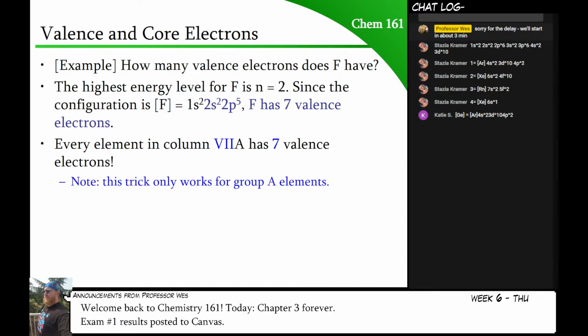All right, so let's put that into action here. I don't know why all of this showed up at once, but that's okay. So if I look at fluorine, fluorine's electron configuration is this: 1s2, 2s2, 2p5. What's the highest n? The highest n is n equals 2. So these are my valence electrons.